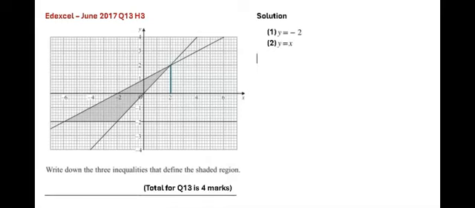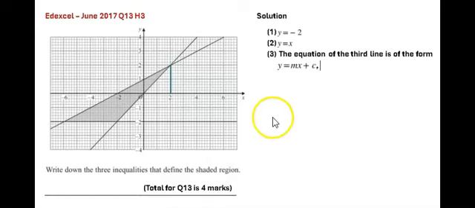For the third line, we look for an equation of the form y equals mx plus c. Now, what is m? m is the gradient of that line. What is c? It's the point where the line intersects the y-axis, which is very obvious here.